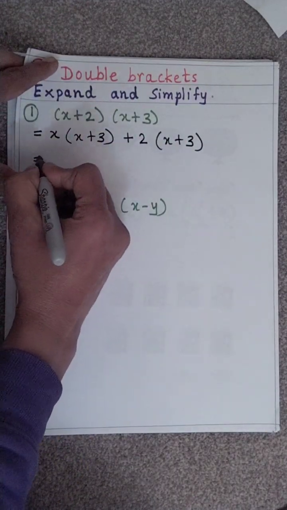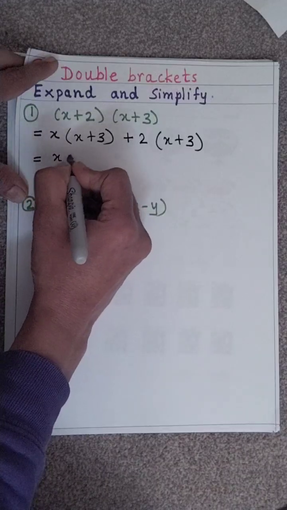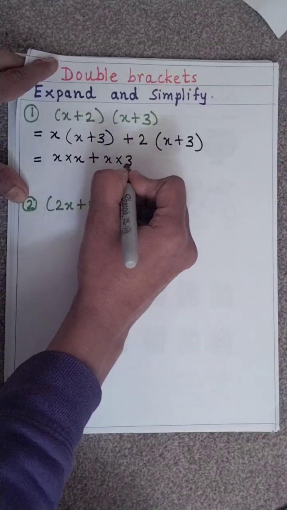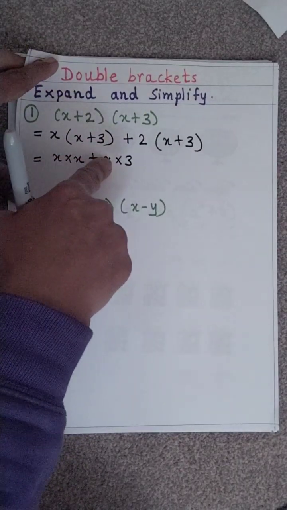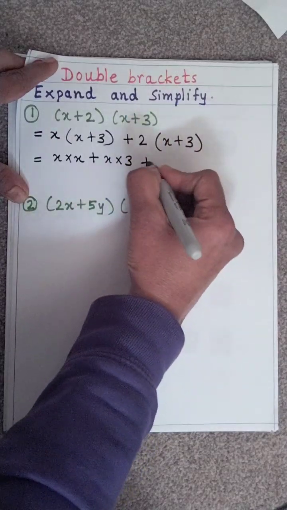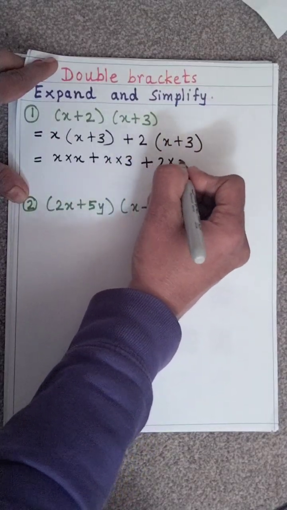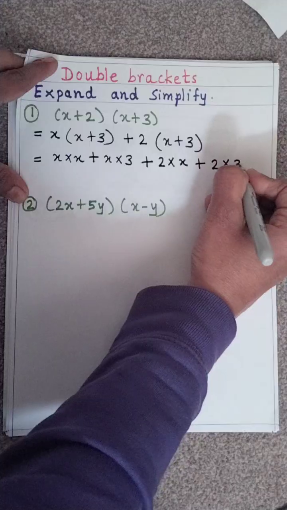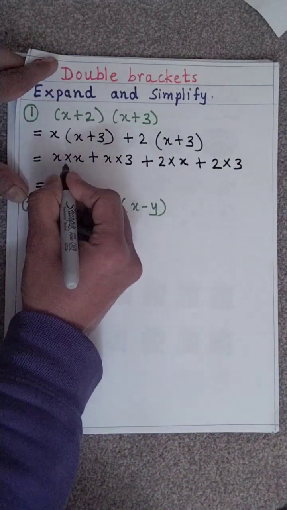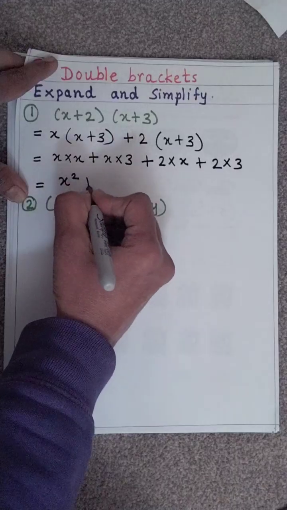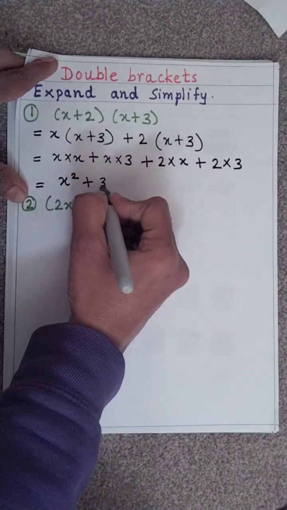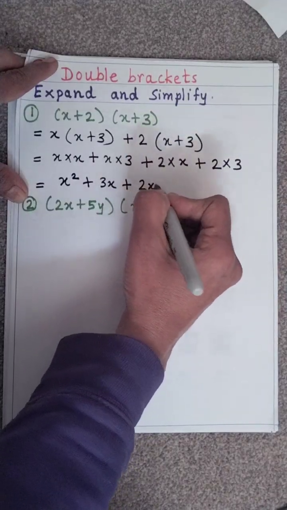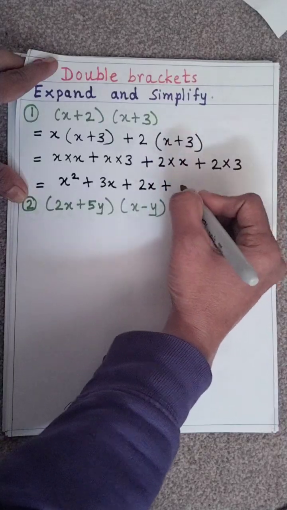Now just open the bracket. So it is x times x plus x times 3. Now on this side put plus 2 times x plus 2 times 3, is equal to x times x is x square plus x times 3 is 3x plus 2 times x is 2x plus 2 times 3 is 6.